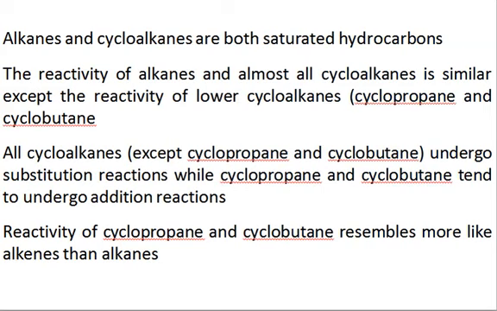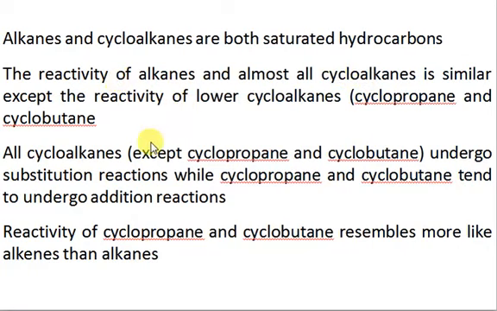Now we have seen that alkanes are saturated, cycloalkanes are also saturated, and the reactivity of the alkanes and almost all of the cycloalkanes is quite similar, right? I'm not saying all cycloalkanes, I'm saying almost all cycloalkanes. But the reactivity of lower cycloalkanes is different. So what do we mean by lower cycloalkanes? Lower cycloalkanes include cycloalkanes that have 4 carbons or fewer. So the lower cycloalkanes include cyclopropane and cyclobutane, right?